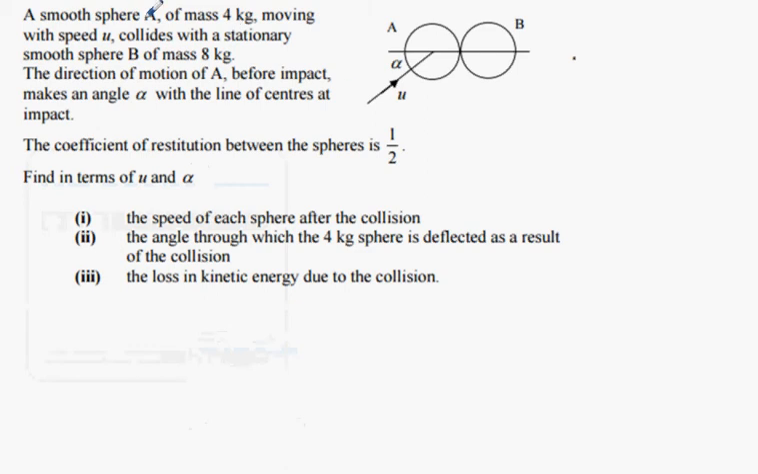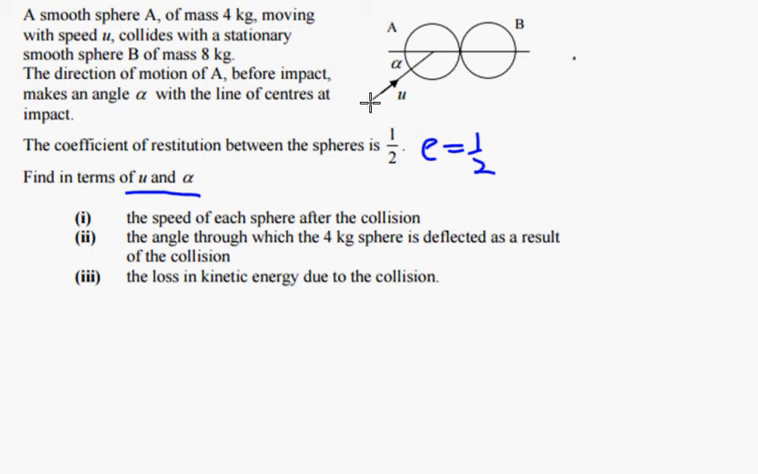We have here a smooth sphere A of mass 4 kilograms moving with a speed u collides with a stationary smooth sphere B of mass 8 kilograms. The direction of motion of A before impact makes an angle alpha with the line of centers after impact. The coefficient of restitution of the spheres, the e value, is 1/2. Find in terms of u and alpha the speed of each sphere after the collision.